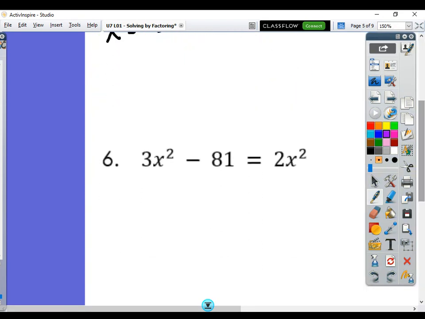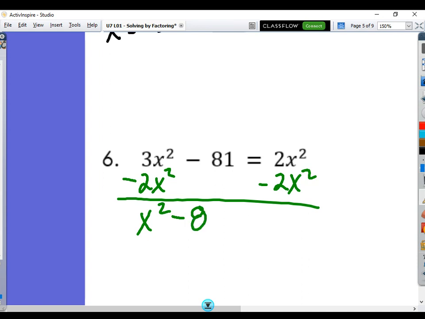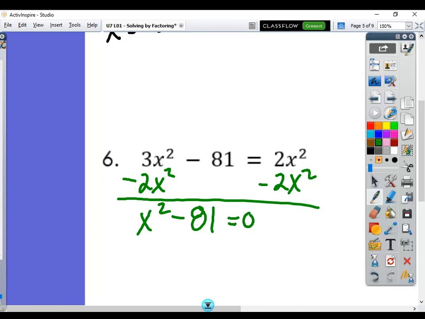Number 6, we've got to get it equal to 0. And once you do, if you subtract that 2x squared over, it is a like term over here. So that combines, you're going to see that it's x squared minus 81. Look at that. Two perfect squares. Your solutions are going to be 9 and negative 9. On the next video, we're going to jump into some slightly more challenging factors.